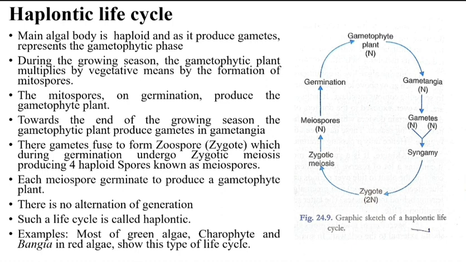So this is the overall haplontic life cycle. There is no alternation of generation. Such a life cycle is called haplontic. Examples are some green algae, charophytes, and Bangia in red algae. So this is this type of life cycle.